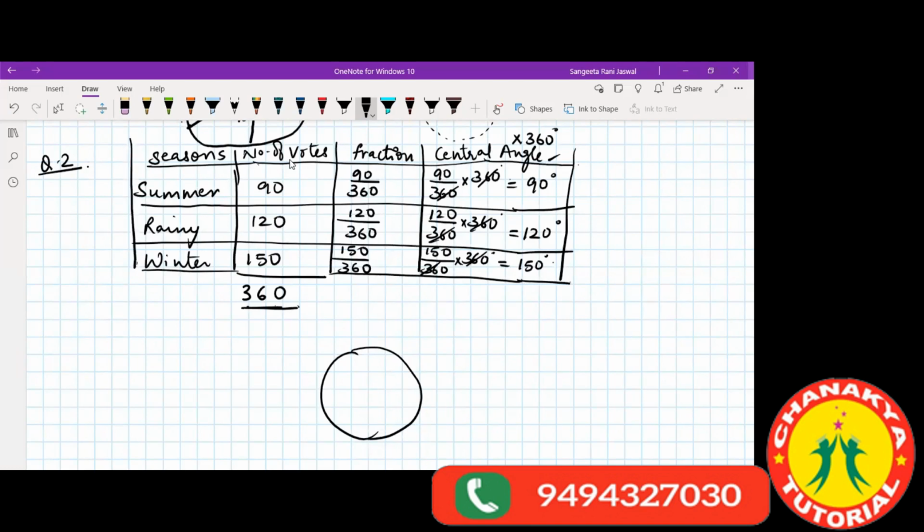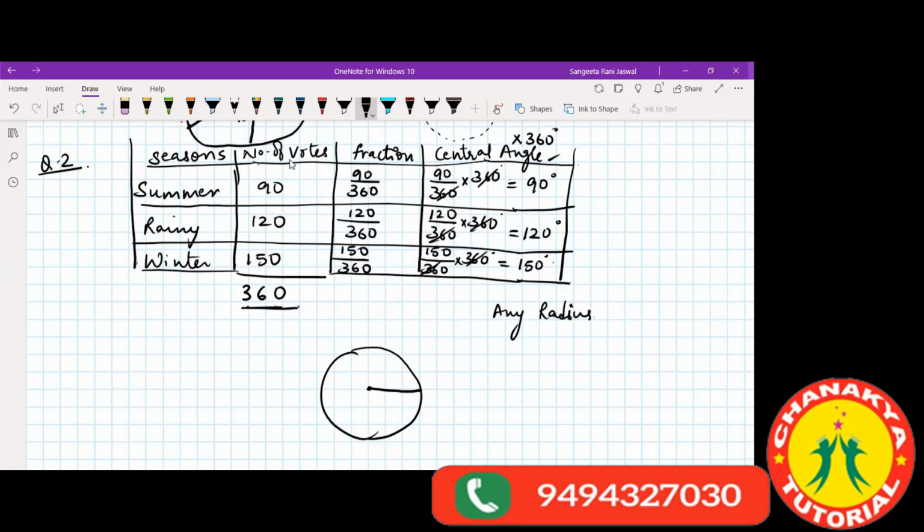Now make a circle of any radius. It's your choice, but make a slightly big circle, a 5-6 centimeter radius, so that it's not congested. Then make a radius like this, a straight line first. Then you keep your protractor over it. Coincide this line with the protractor's line and this center point as the protractor's center point.